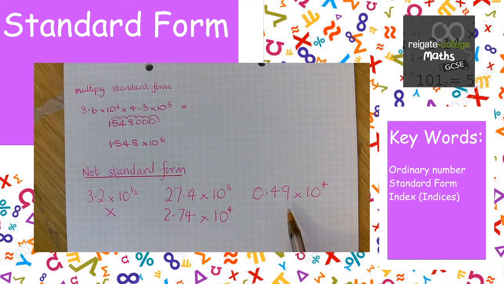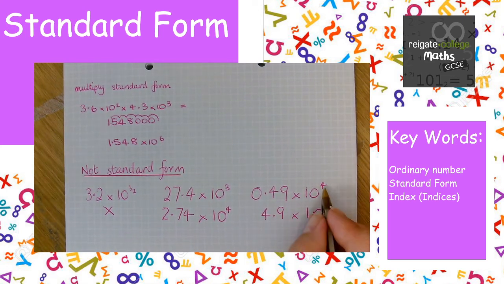In my third example, this number is smaller than 1. So again, this number doesn't comply to standard form. I can adjust it by moving the decimal point to make that number 10 times bigger. If I do that, I have to make my indices 10 times smaller. These two numbers, just as these two numbers, have the same value, but this is standard form and this is not.